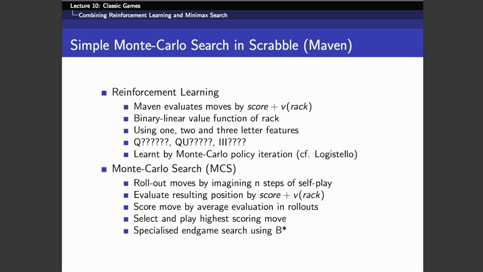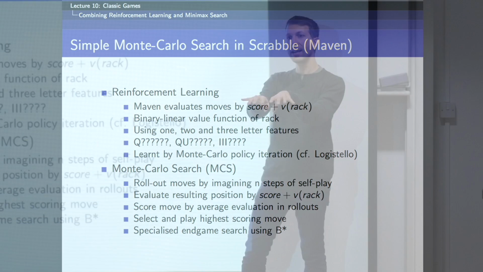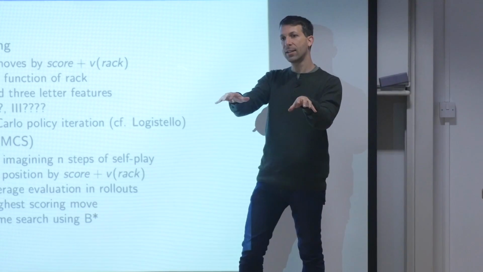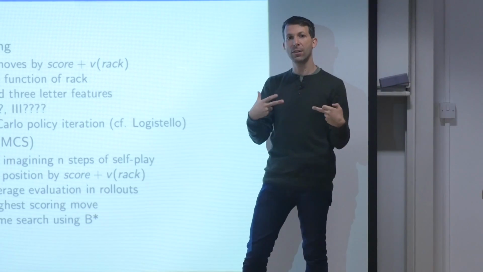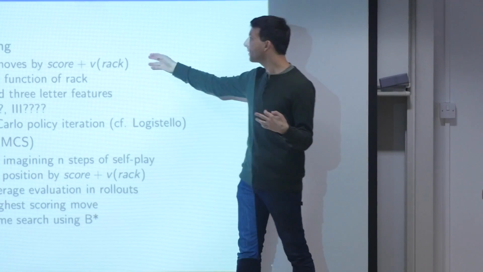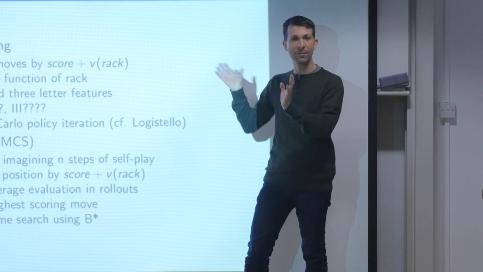The first strong program which came along in Scrabble was this amazing program called Maven. And what it did was it tried to have an evaluation function which basically said, how good is it to play a particular word onto the board? It would evaluate that move by the score you would get for playing that word onto the board, plus the value function of the letters that you've left on your rack. It should probably have taken account of the board position as well, but it ignored that.